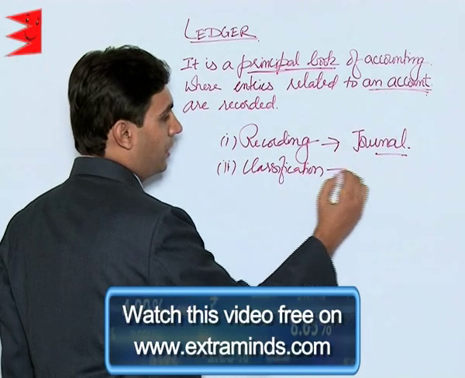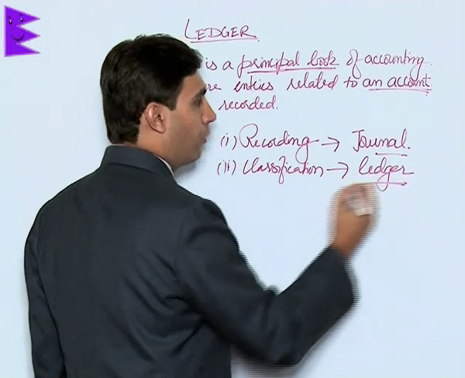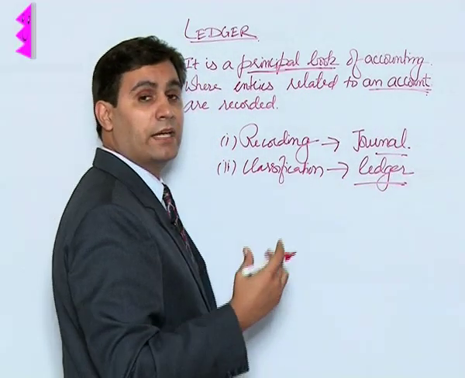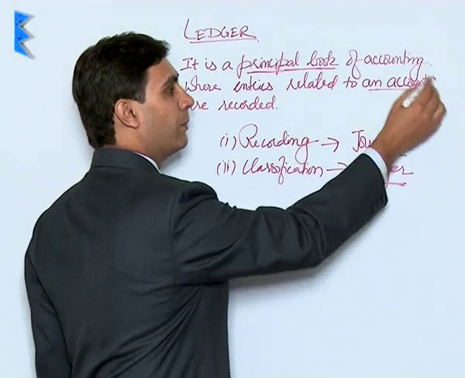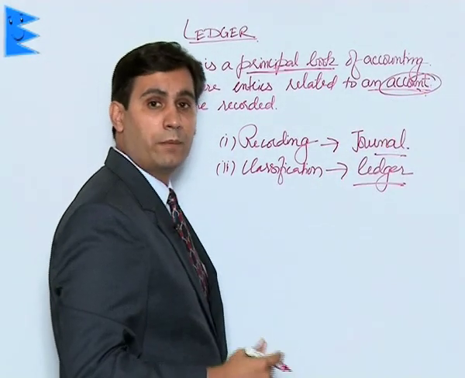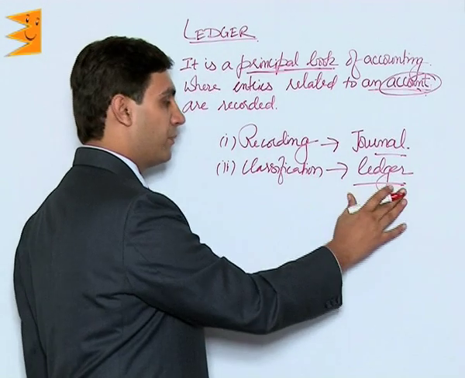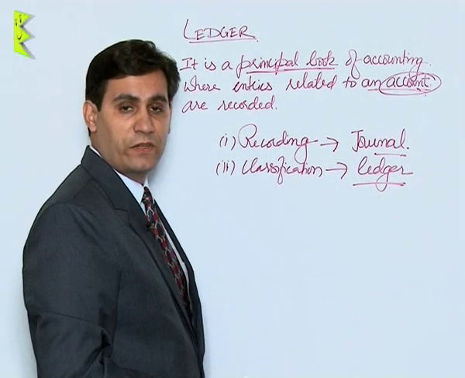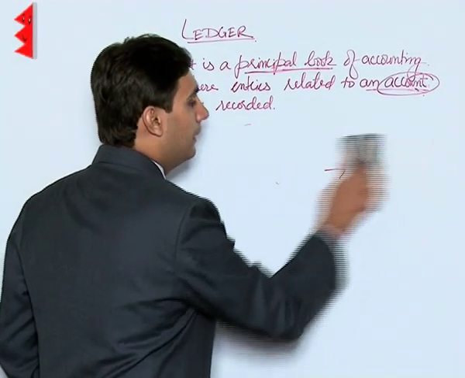This function is performed by ledger. What ledger does is that it collects various entries from the journal related to a particular account and presents a meaningful result. So now ledger performs the function of classification. Let us have a look at the format of ledger.